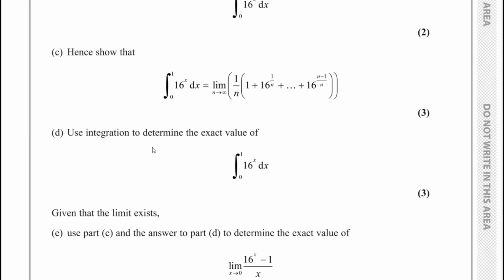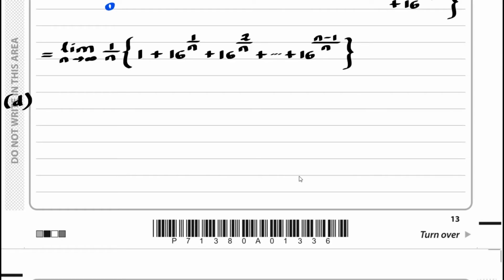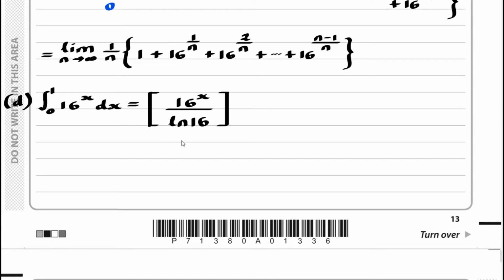Part D, use integration to determine the exact value of the integral of 16 to the x with respect to x between 0 and 1. So the integral of 16 to the x with respect to x between 0 and 1 is equal to 16 to the x over the natural log of 16. We're evaluating this between 0 and 1. So when I substitute in 1, I get 16. When I substitute in 0, I get 1. So I end up with 15 over the natural log of 16.